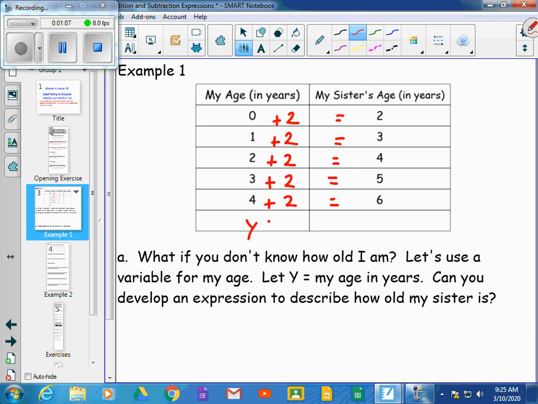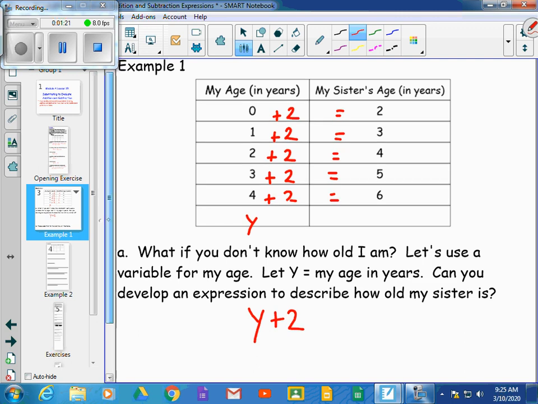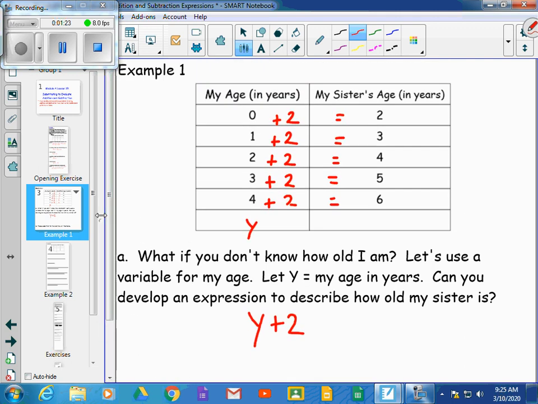We're going to do the same thing to the y. And I shouldn't write that there. We're going to add that to the y. And when we do, we get y plus 2. Our expression is y plus 2. Now it tells us to add that to the last row.